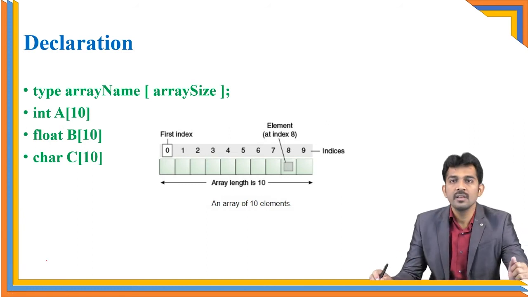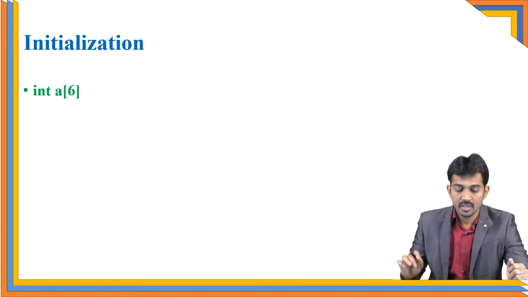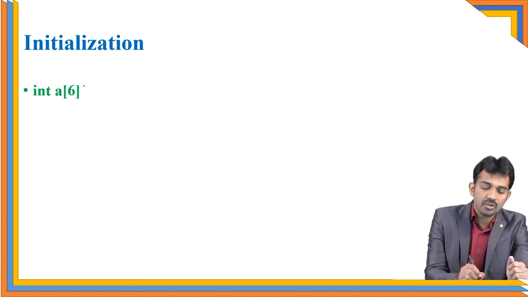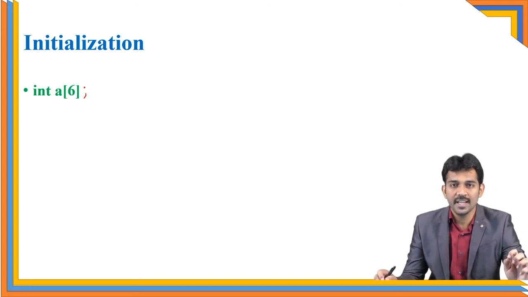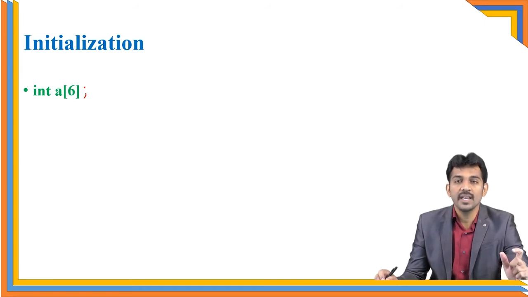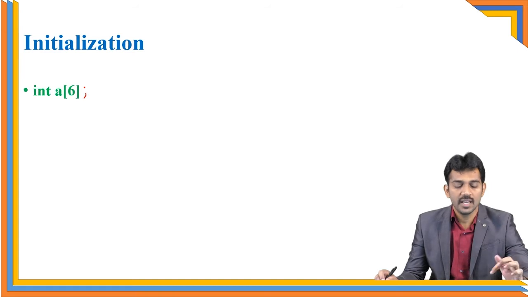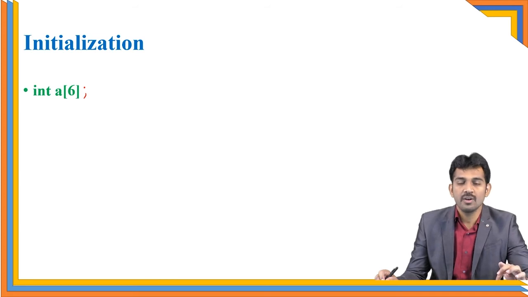Is this clear? Now we are going to the initializing part. See, if you take int a[6], it means you are going to create 6 variables. All are which type? Integer types. a is an array of 6, which type? Integer type. Right? a is an array of 6 integers. a is an integer variable, right?